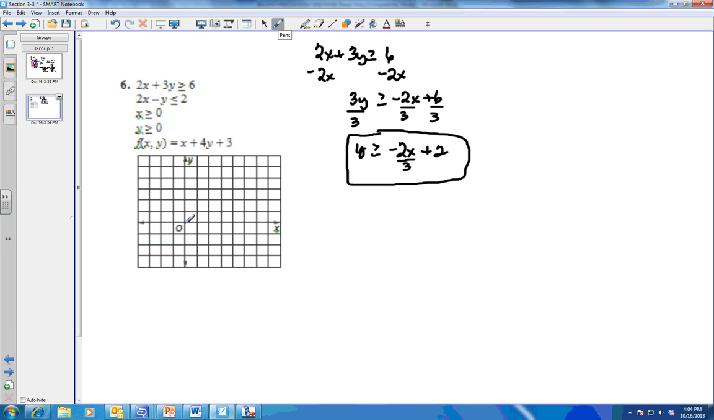So here's my 0. I'm going to go up 2. My slope is negative 2 over 3, so I'm going to go down 2 to the right 3. 1, 2, 3. Down 2 to the right 3. Or up 2 to the left 3. Again, this is a solid line. And I need to shade above.